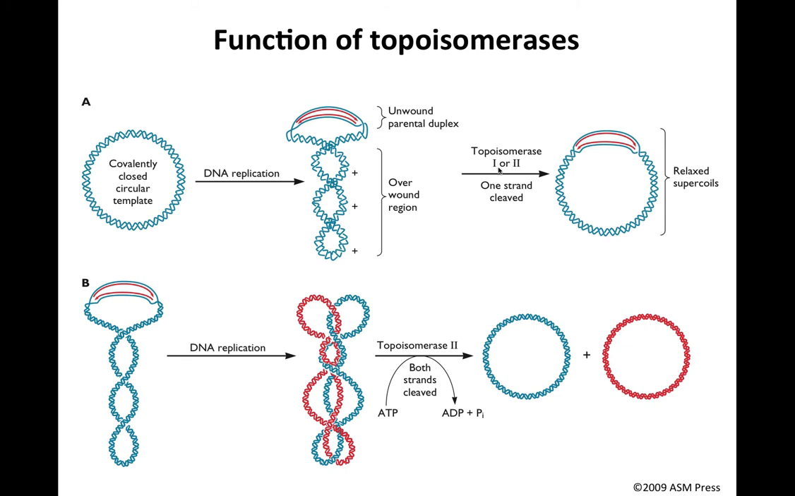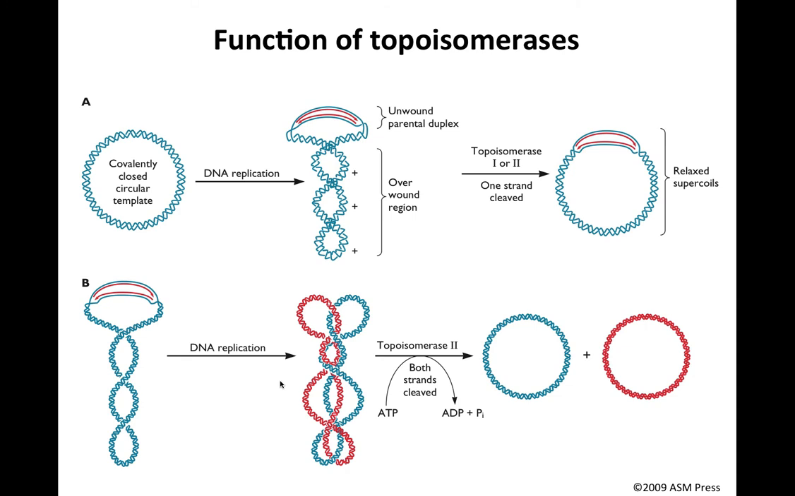And that's done by topoisomerases. One of their jobs is to take these overwound regions out of DNA by cleaving one strand and relaxing the supercoil, as you can see here. And this happens periodically during replication, so you get a nice fluidly moving replication fork.